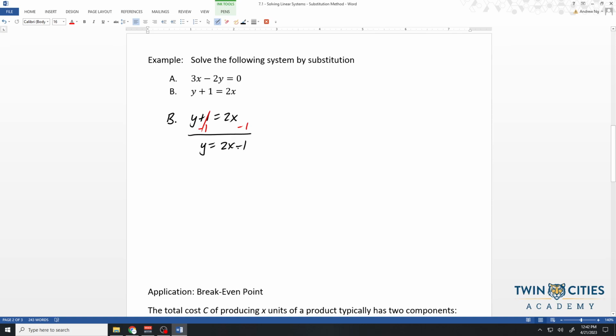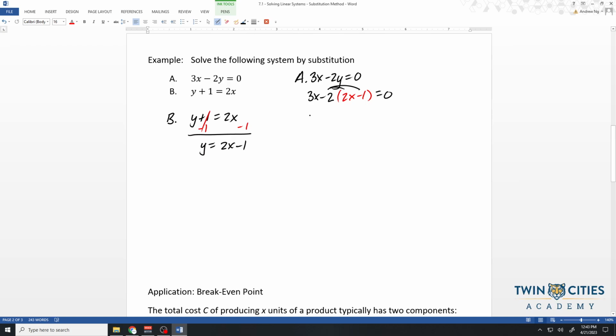And what I can do with this is I can take this y equals 2x minus 1 and I can substitute into the first equation. So the first equation says 3x minus 2y equals 0, but y is the same as 2x minus 1. So I can say 3x minus 2 times, instead of y, we'll replace that with 2x minus 1. This is equal to 0.